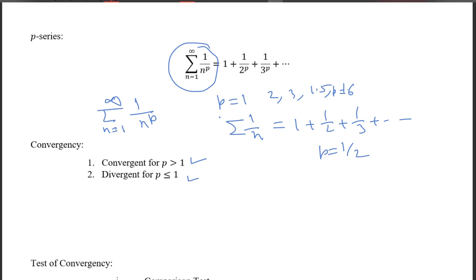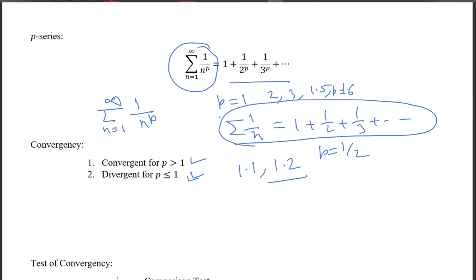So for p greater than 1, the series is convergent, starting from 1.1, 1.2. If such a p value is there, then this series is convergent. Otherwise, it will be divergent. Now we have all the time been talking about this one. This series is a divergent series because p is less than or equal to 1. So p is equal to 1 here.